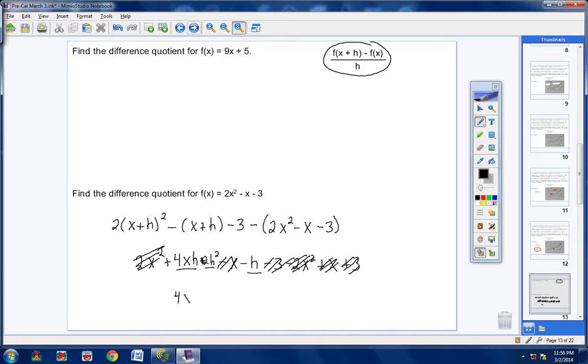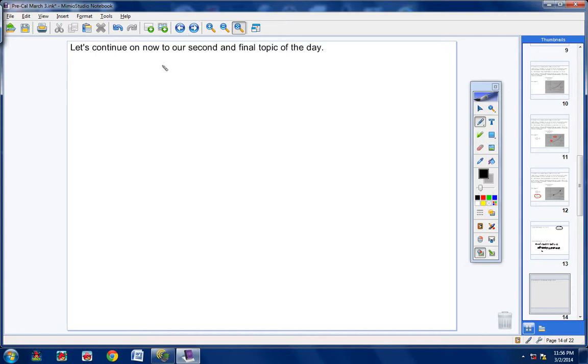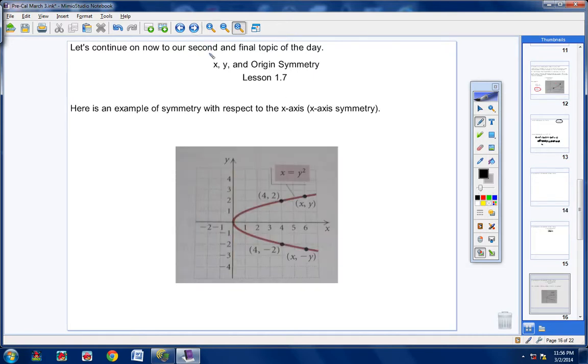Okay, wrapping this up quickly, one more topic and we're finished. Let's continue on now to our second and final topic of the day. It's pretty easy, guys. It's called X, Y, and origin symmetry. We're moving on to lesson 1.7, and the date, of course, is still the 3rd, 3/3/14. Now, you take notes however you feel necessary.